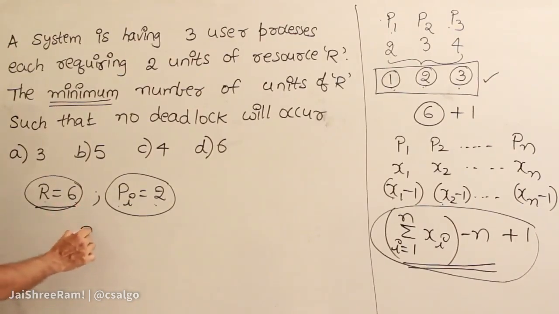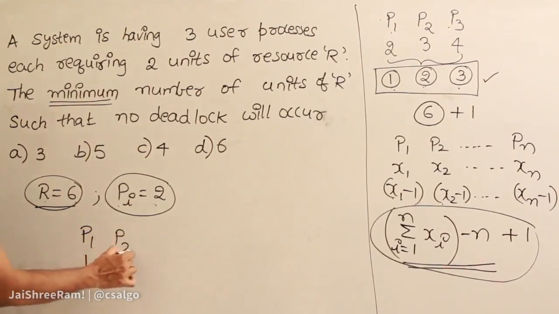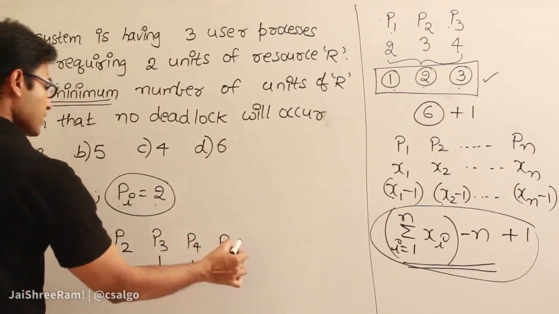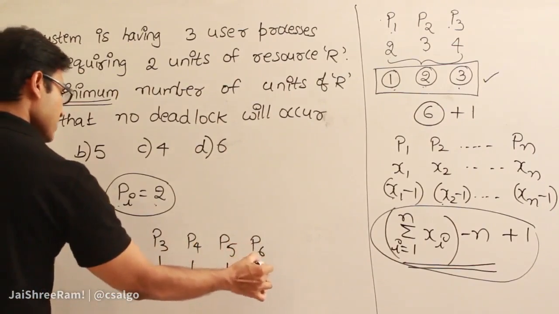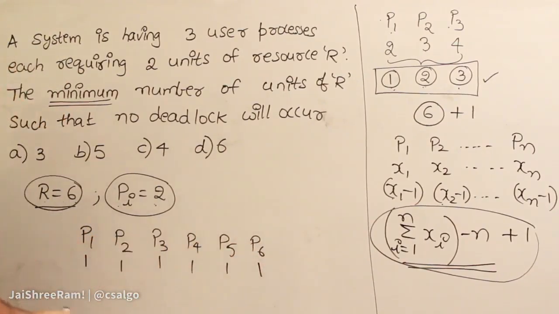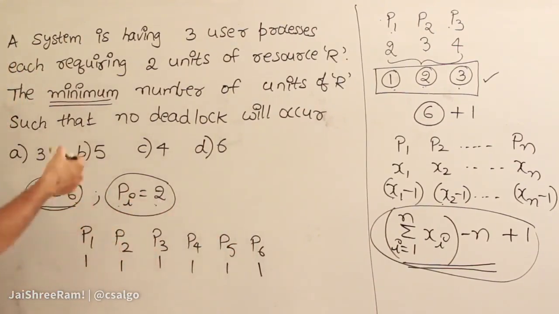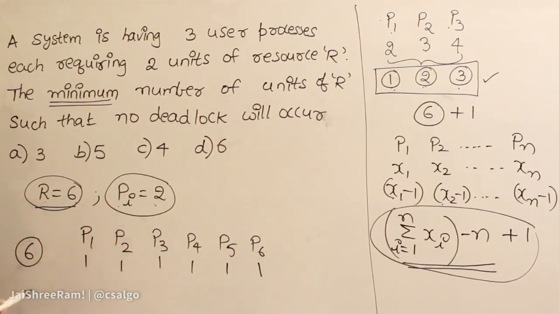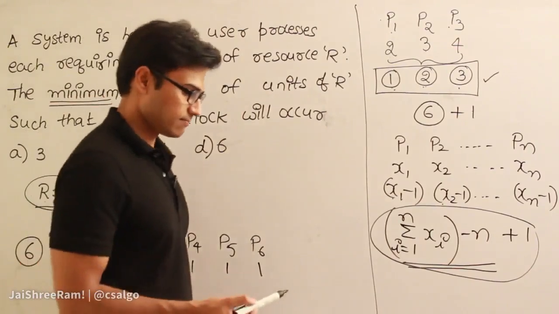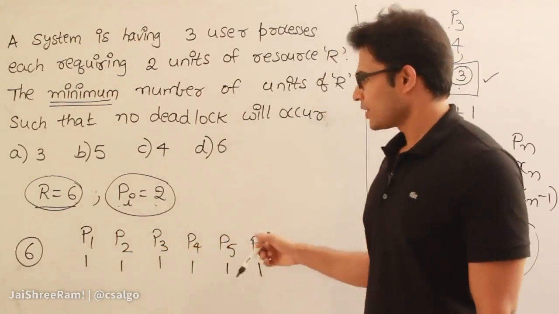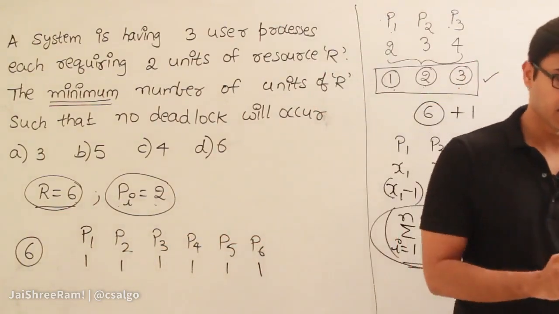How is it possible? If P1 takes 1 instance, P2 takes 1, P3 takes 1, P4 takes 1, P5 takes 1, and P6 takes 1, then all of them have taken 6 instances, right? And now they need 1 more instance. Therefore, the minimum number of processes because of which there will be a deadlock is 6. If you have anything less than this, there will be no deadlock. The minimum number of processes which are required so that there will be a deadlock is 6. Is it visible?